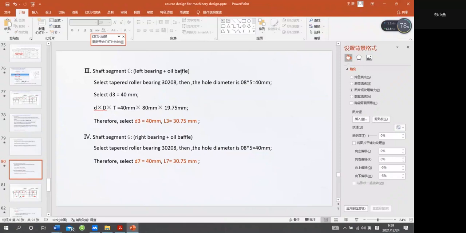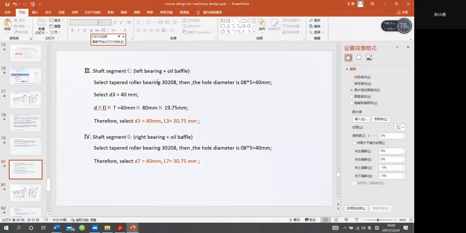But when you design, you cannot use this oil buffer. You just mount the left bearing. So L3 should be 19.75, which should be the width of the bearing, or a little less than the length of the bearing. Okay, any problem?